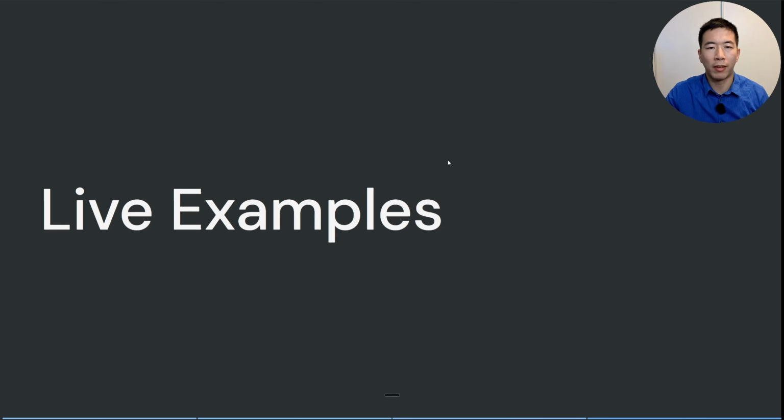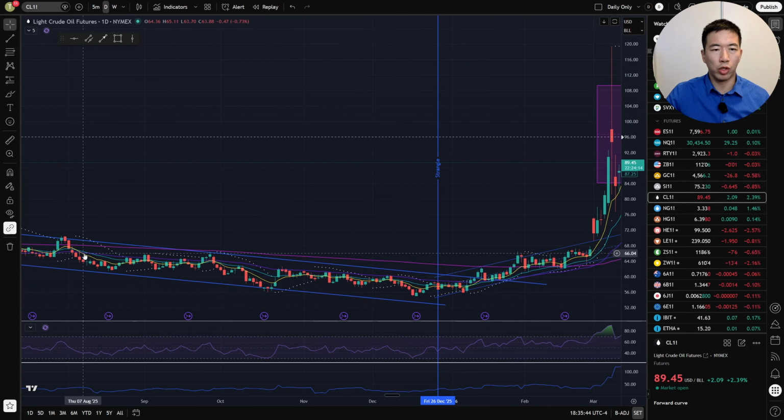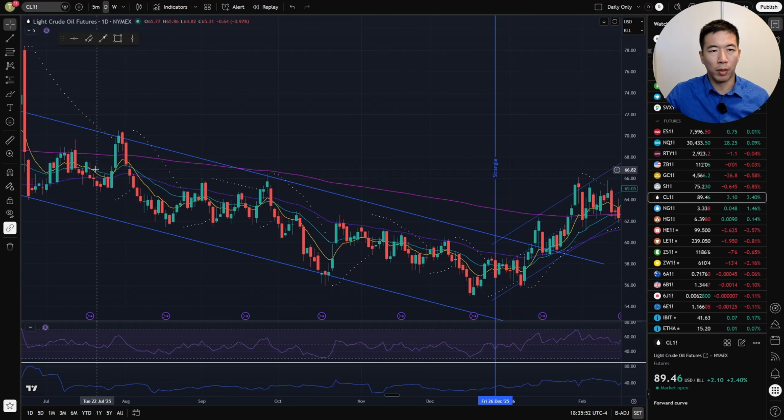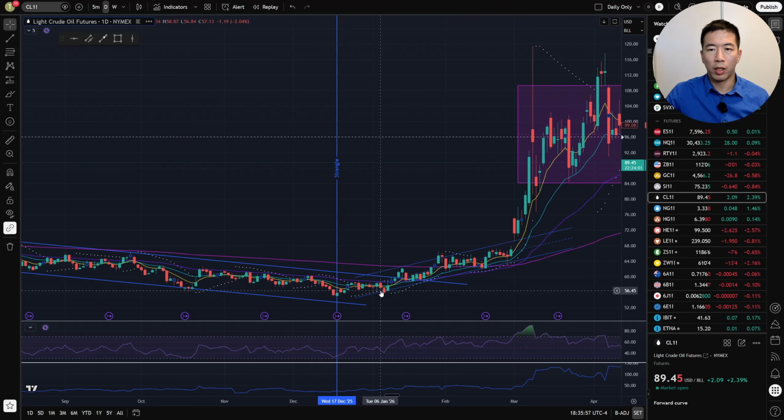Let's go through some live examples. So this is CL. This is crude oil futures. And back then, before the war that started around late February, March, we did a lot of strangles. As you can see, it was just pretty sideways. It was a downtrend, but it was pretty stable and we made a lot of money selling strangles for a very long time, okay? And I remember it started to go up because there was a war, okay?